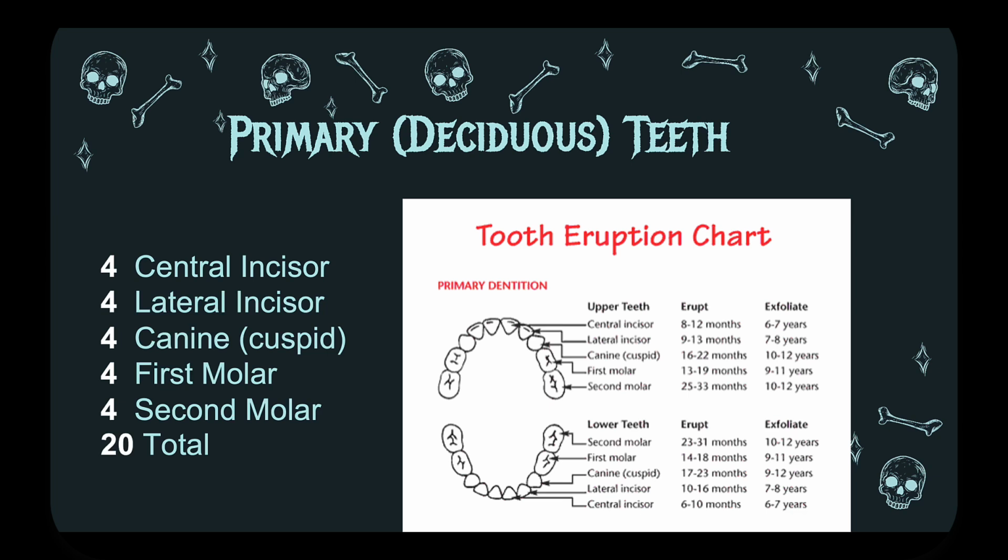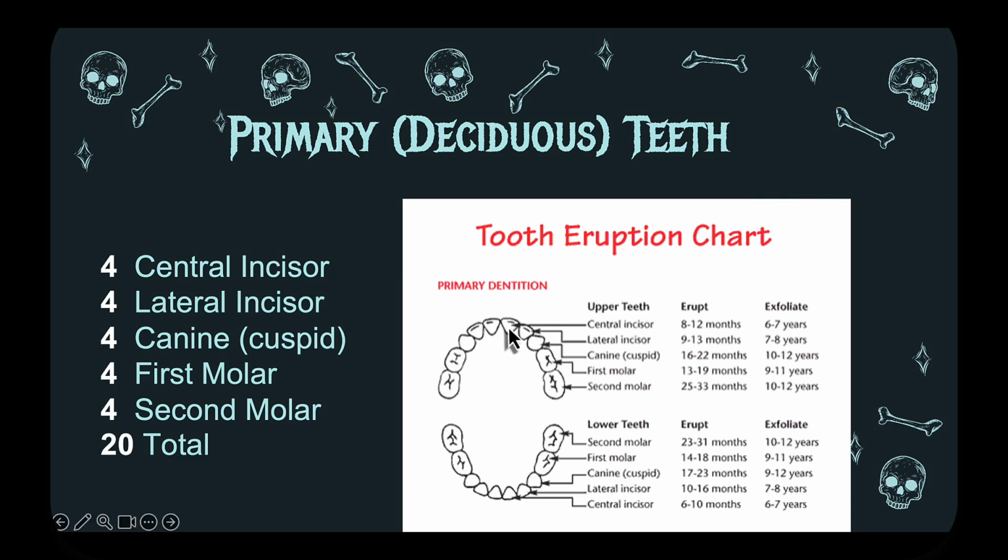Something that's very helpful in determining at least the age of the person is knowing the difference between how many primary or deciduous teeth there are compared to how many permanent teeth. You will need to be able to label teeth from a picture, so make sure you get these down.